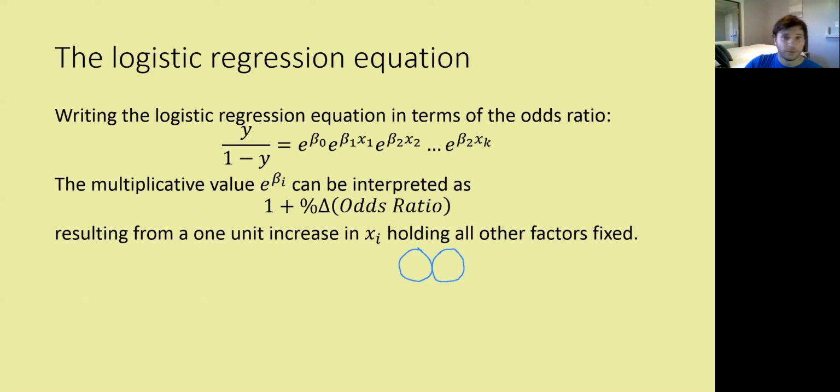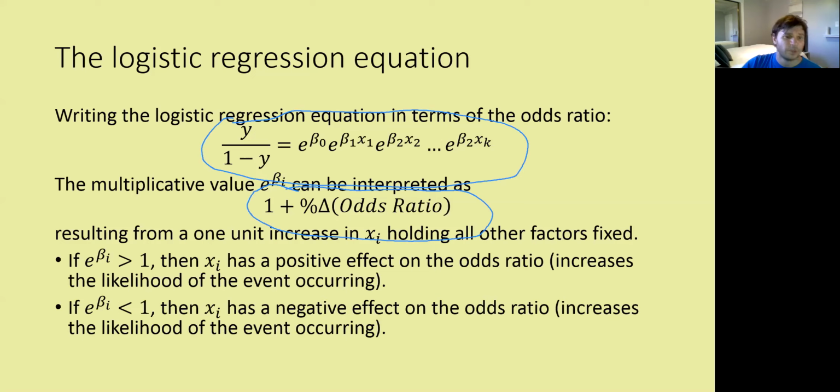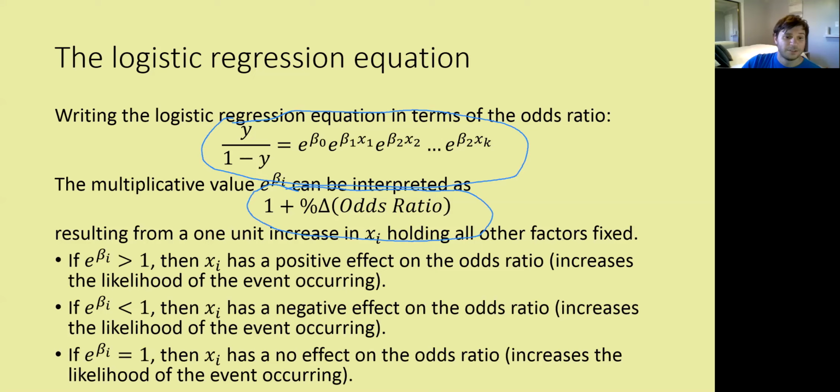So again, we started with this form of the logistic regression equation up here. We showed that e to the beta can be interpreted as 1 plus the percent change in the odds ratio. So if e to the beta is greater than 1, then xi has a positive effect on the odds ratio. It multiplicatively increases by this factor e to the beta i. If xi has a negative effect, then e to the beta i will be between 0 and 1. And if e to the beta i is equal to 1, then this corresponds to x having no effect on the probability of observing y, or on that odds ratio.